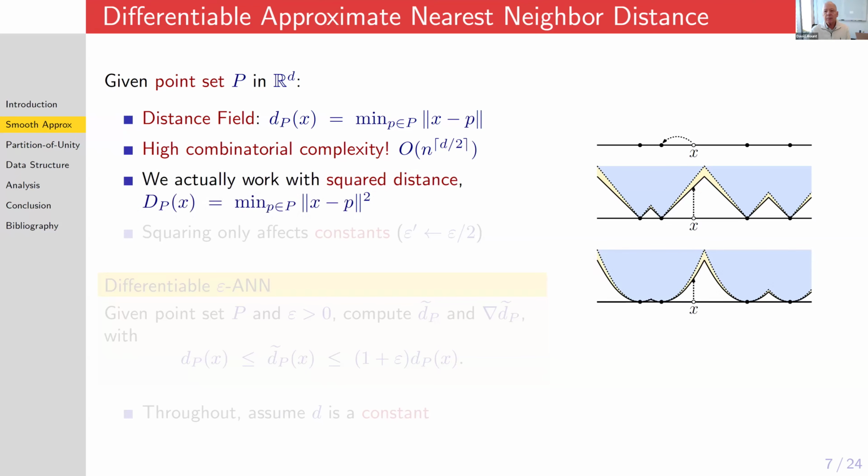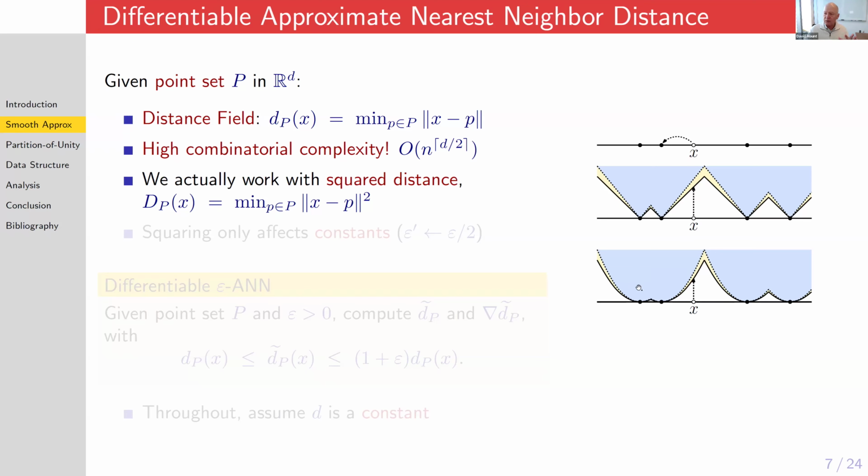I'll mention, by the way, that I'm going to actually use squared distance instead of Euclidean distance, mostly because for computing things like derivatives, it's just easier to work with the squared distance. For example, one of the issues with the Euclidean distance is the derivative is actually not defined at the points themselves.